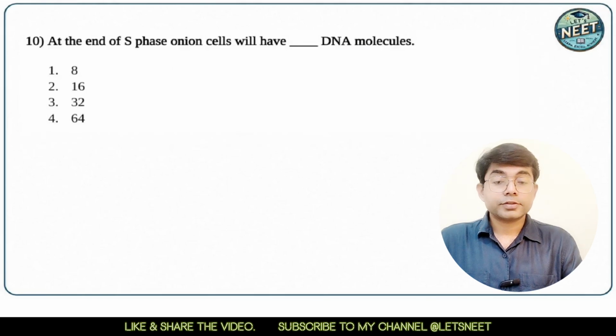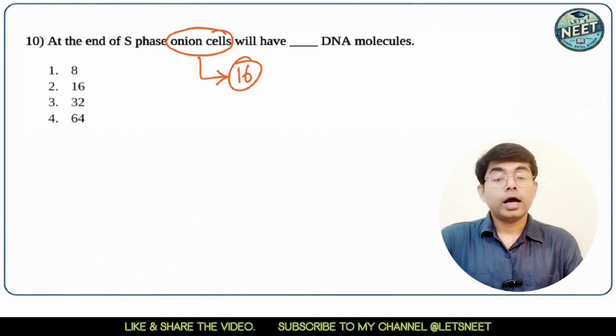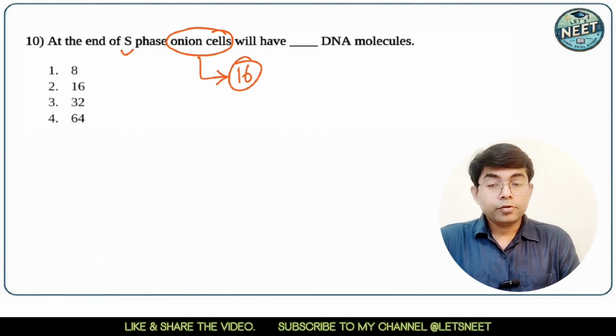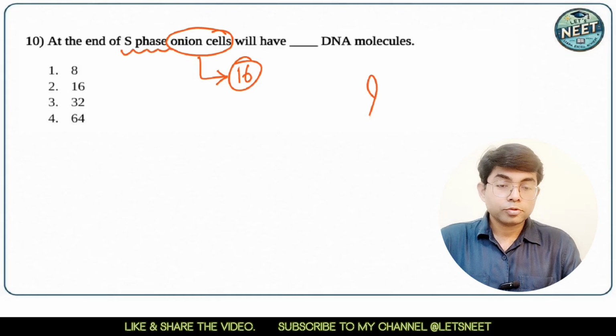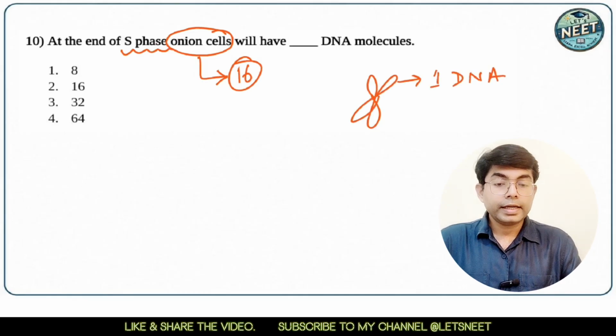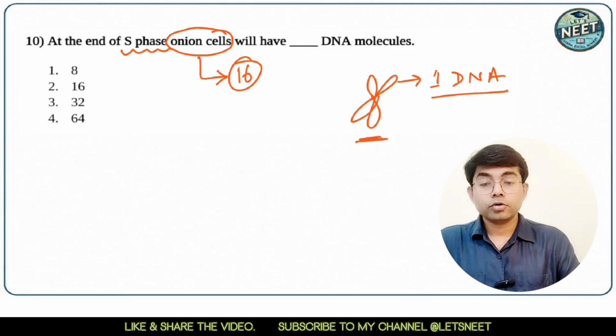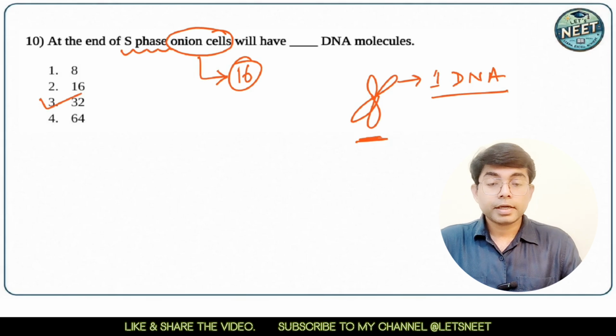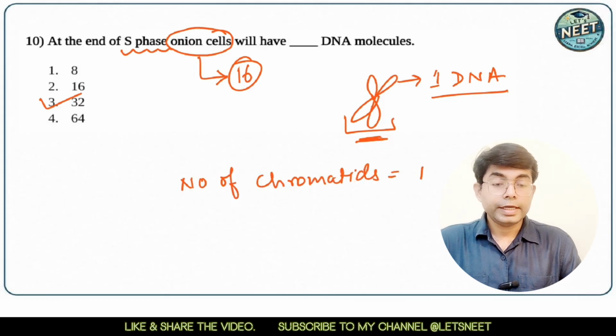Next one, at the end of S phase, onion cell will have how many DNA molecules? See, onion cell in NCERT they have given number of chromosome. How many chromosome do onion cell have? So onion cell have 16 chromosome. So how many DNA? We know that during the end of S phase, each chromosome will have 2 chromatid. One chromatid is 1 DNA molecule. Right, so one chromosome has 2 DNA molecule. So 16 chromosome will have 32 DNA molecule. Understand it? So always remember, number of chromatid is equal to number of DNA molecule.